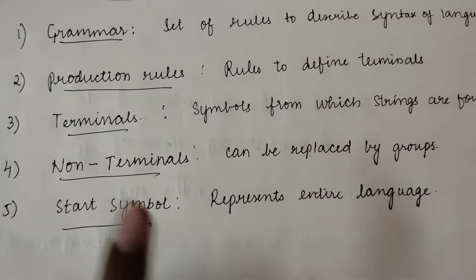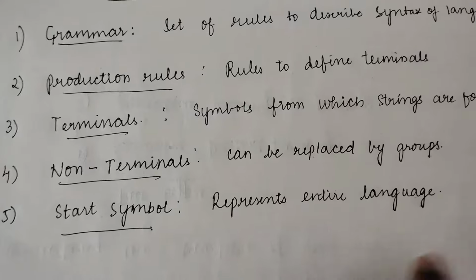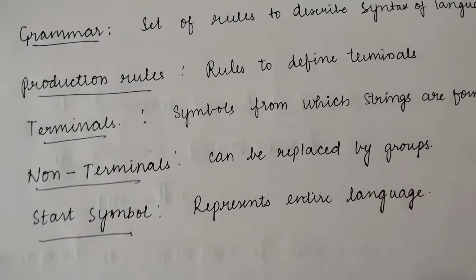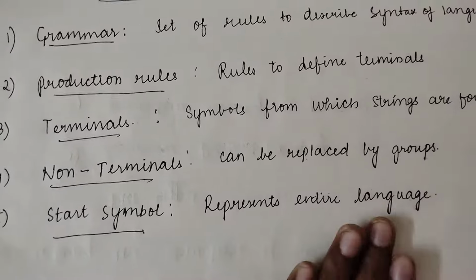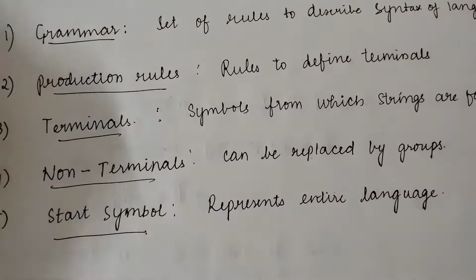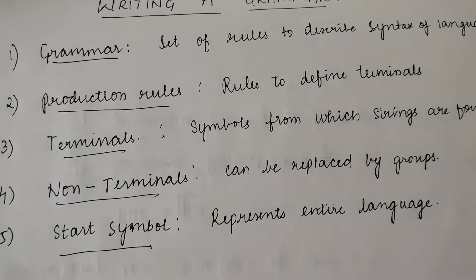And the last one is the start symbol. The start symbol is the non-terminal symbol which represents the entire language, and the process of deriving strings starts from this symbol. It represents the entire language. Clear with this?